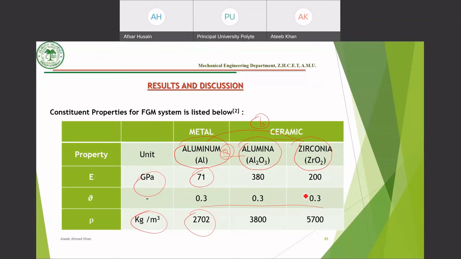Had it been any different, for example, say 0.4, what would we have done? We would have used our rule of mixture, which says that the Poisson's ratio at any point z will be equal to the Poisson's ratio of metal multiplied by the volume fraction of metal plus Poisson's ratio of ceramic, which is 0.4, multiplied by the volume fraction of ceramic. This is how we would have calculated if the Poisson's ratios were different. But for my analysis, it happens to be the same for all the three cases.